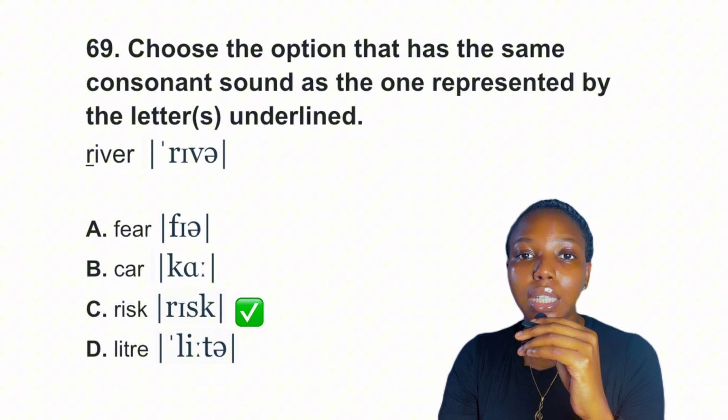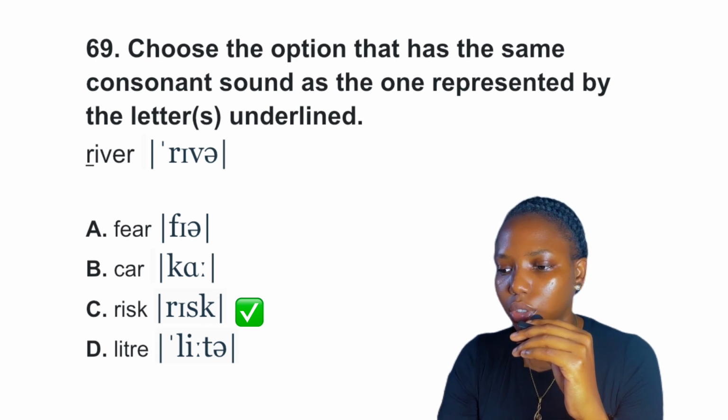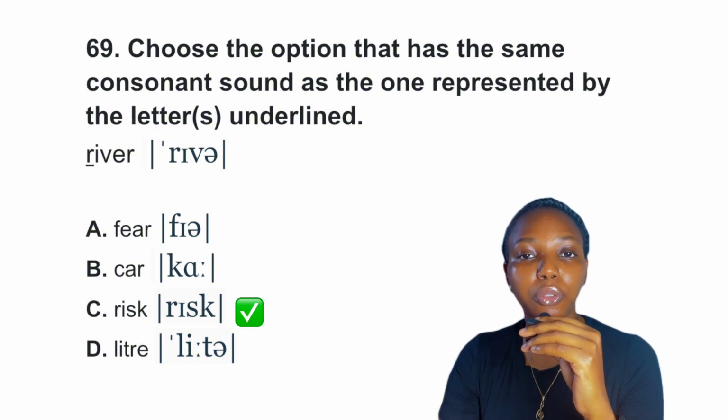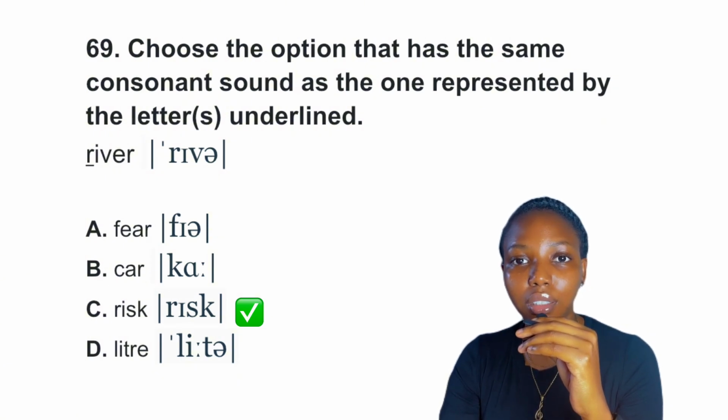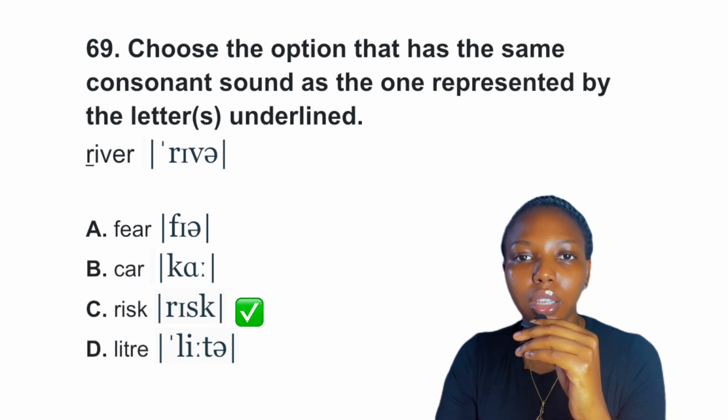Option D we have litter. For option D, ER in litter is the schwa sound. So that's not the answer to this question. For American English we can have litter, fear, having the R sound, but for British English the sound is not there. So the answer to this question is definitely option C, risk.